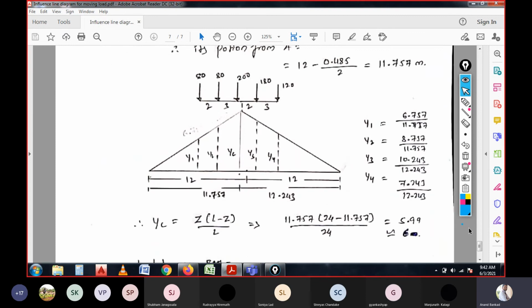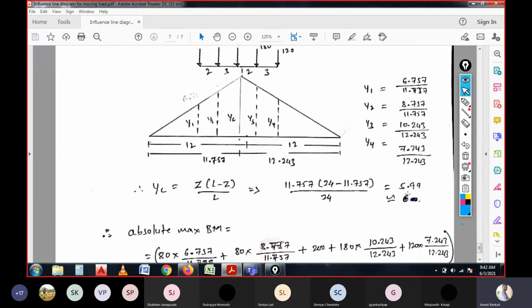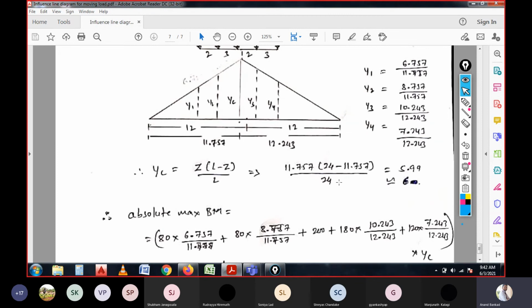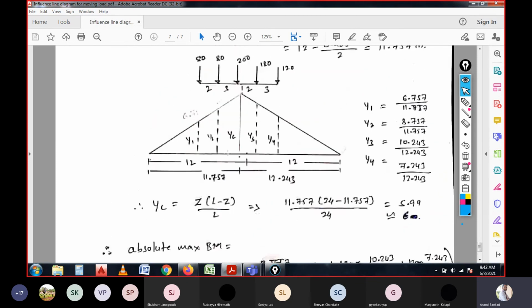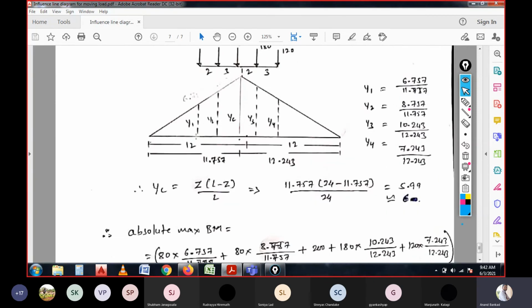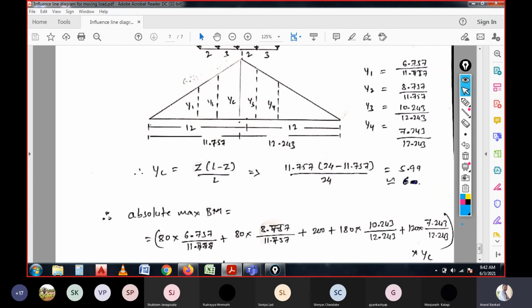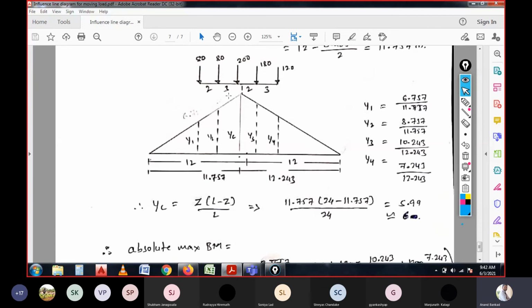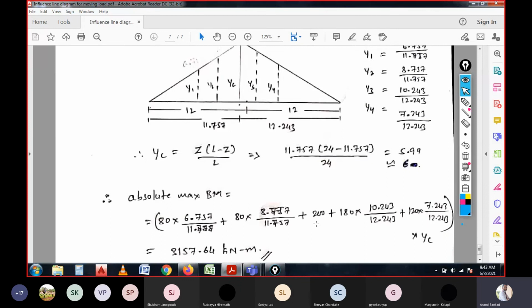So here, yc we have calculated as 5.99, which is nearer to 6. So the absolute maximum bending moment needs to be multiplied with the intensity of load into the coefficient value for y1, 6.757 divided by 11.757, plus 80 into the coefficient value of this load, and then 200 into, that is again a unit load because 12.243 divided by 12.243 is unity. So in this case we have not multiplied.